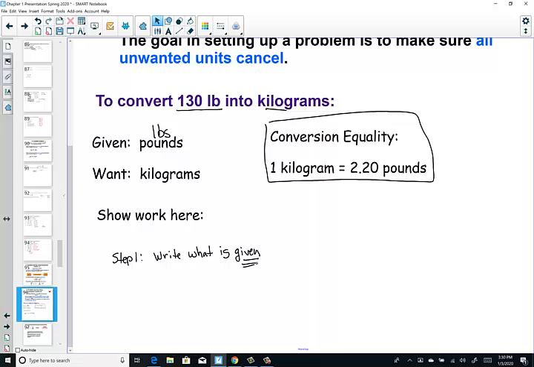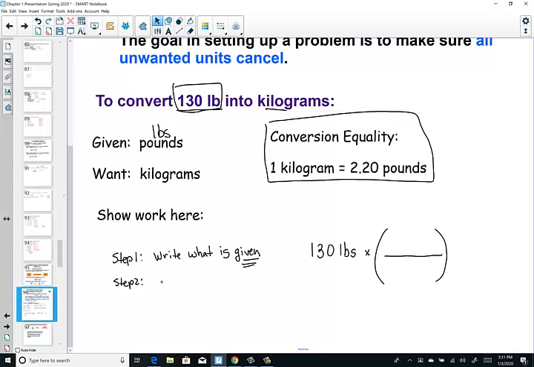What is given in the problem? Well, we're given the number in pounds. So we have 130 lbs, that is the number that represents pounds. We then need to multiply this by a conversion factor that's going to cancel the pounds and end up with kilograms.